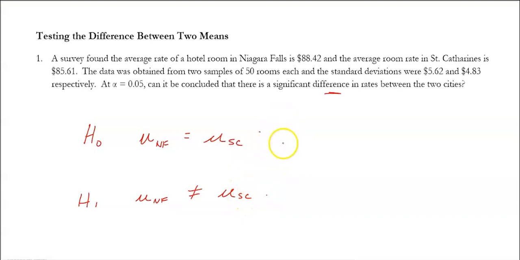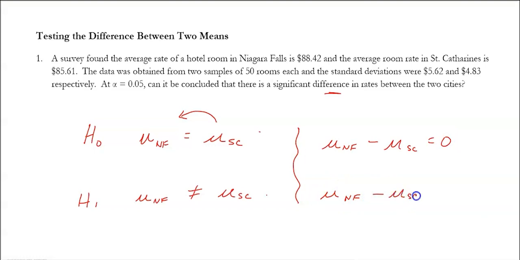Now, another way to look at this, and some texts might use this instead, is if we were to bring the mean over for St. Catharines, we would end up with the following. The mean for Niagara Falls minus the mean for St. Catharines equals 0. The mean for Niagara Falls minus the mean for St. Catharines does not equal 0.